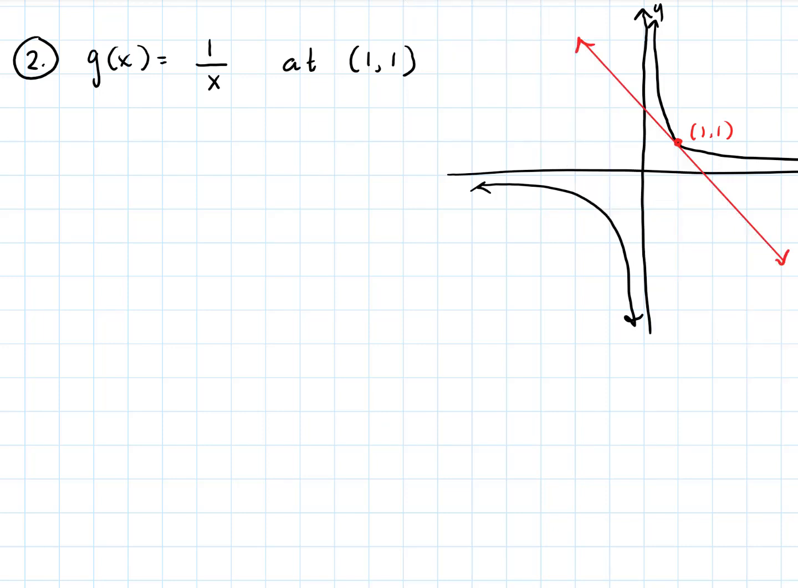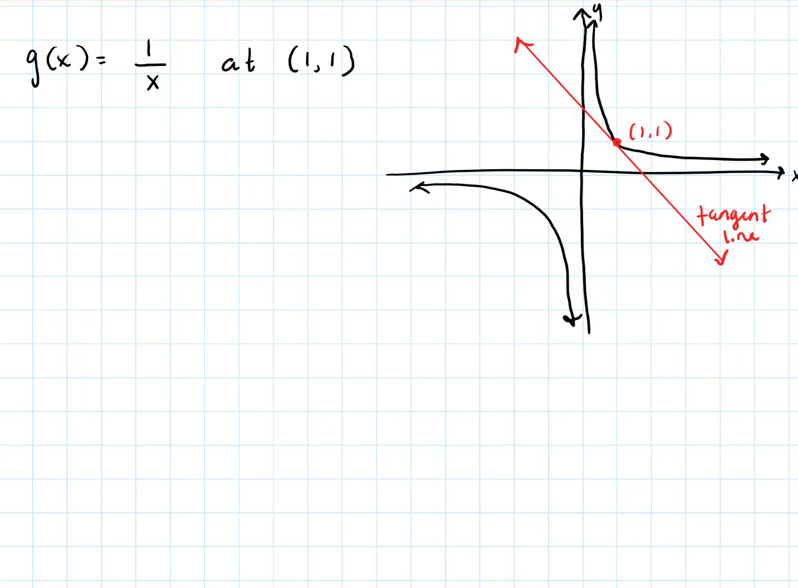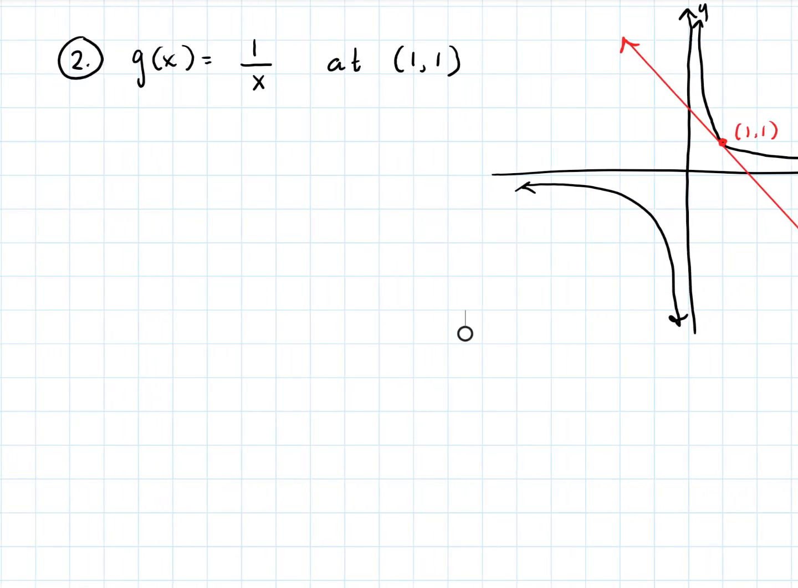So we want the equation of that tangent line to this curve 1 over x at 1, 1. So that's what we're looking for visually. So how are we going to do that? Well, the first step is to actually find the slope of the tangent line. To find the slope of the tangent line, for these two examples, I want to use our first definition, since that's the only one we have right now.